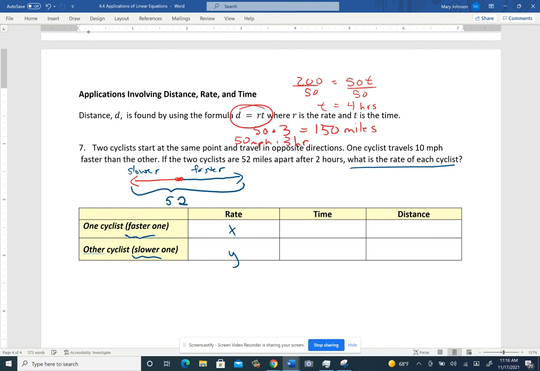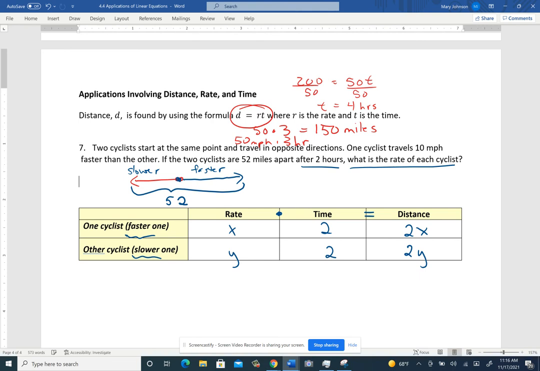All right, now for the time, we know they both rode for 2 hours because they started at the same point and rode in opposite directions. Then after 2 hours, we checked and they were 52 miles apart. So the time should be 2 for each of those. We know that rate times time should equal distance. So the distance traveled by one cyclist should be 2x, and the distance traveled by the other cyclist should be 2y. 2 times their speed gives you the distance that they traveled.